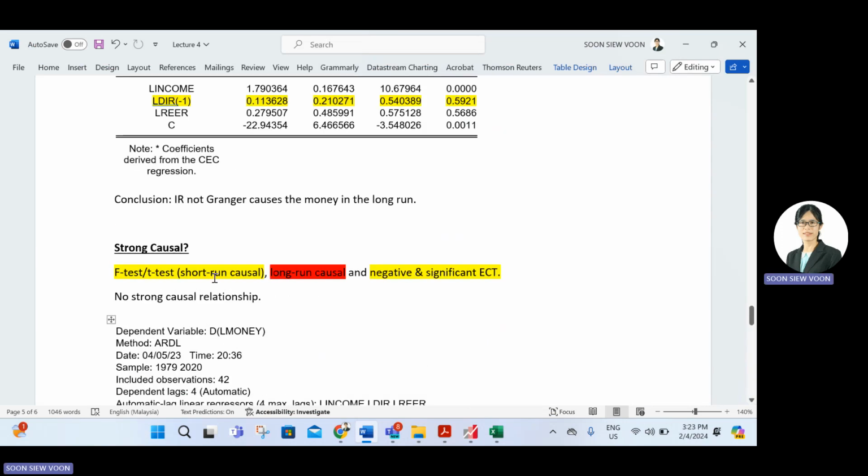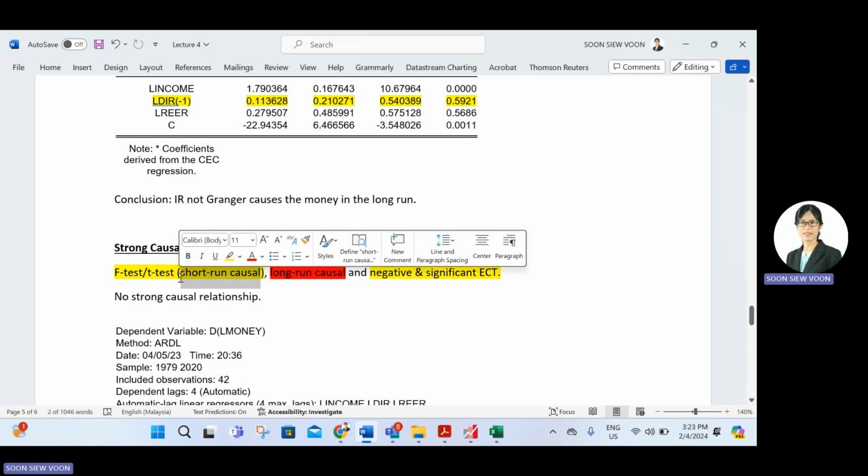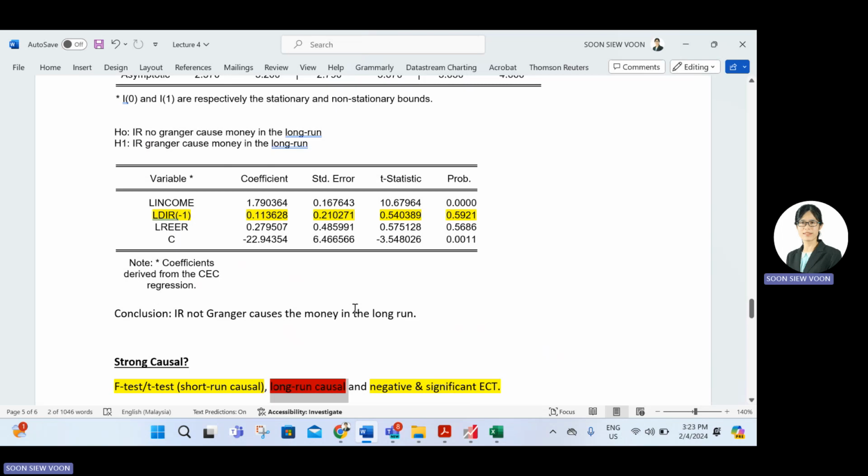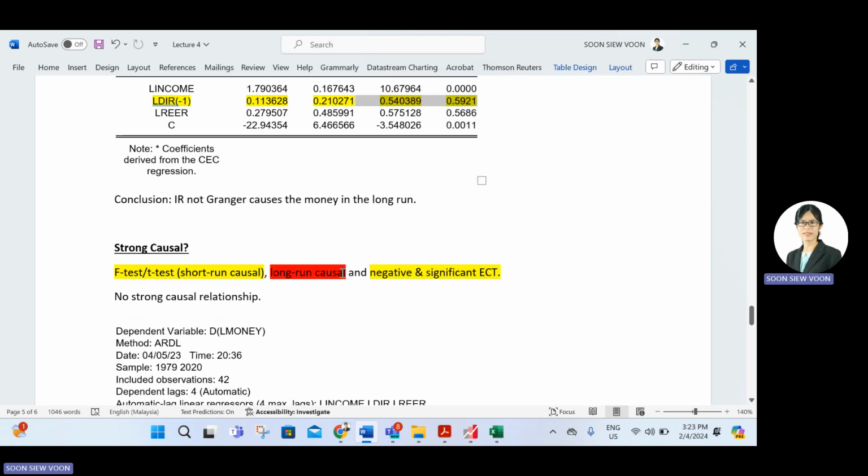Do we have the short run causality? Yes, right. Based on the Wald test just now, the interest rate Granger causes the money at 5%. Is the ECT negative and significant? The answer is yes. How about one more condition: is there a long run causality? The answer is no, because the coefficient here is not significant at any significance level.